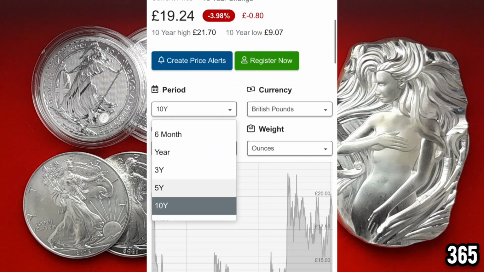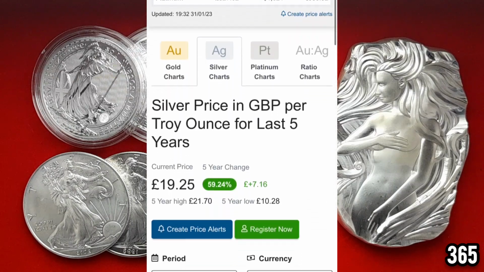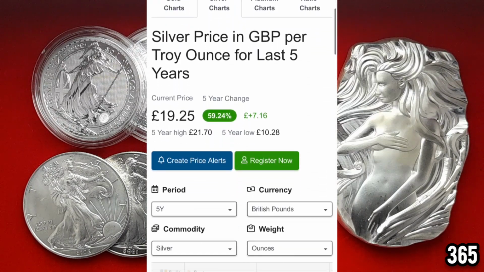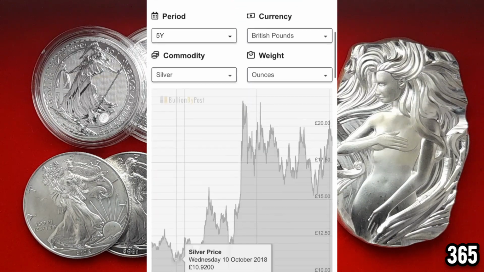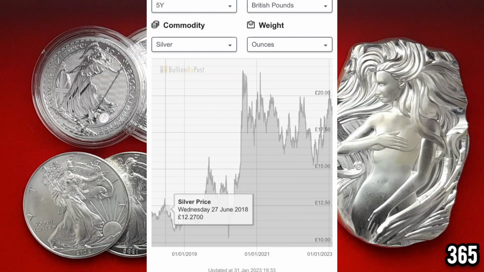If we go to 5 years, you can see it's a slightly different story, up 59%, and that's a change of £7 per spot price, highest of 21.70, lowest of 10.28. So you can see the graph there looks a little bit more exciting. So it just goes to show that you can make money in the shorter term when investing in precious metals, but you just need to be in a position where if you were to buy today and it suddenly plummeted, you're not forced to sell.